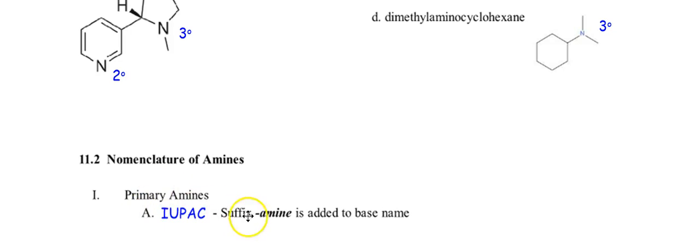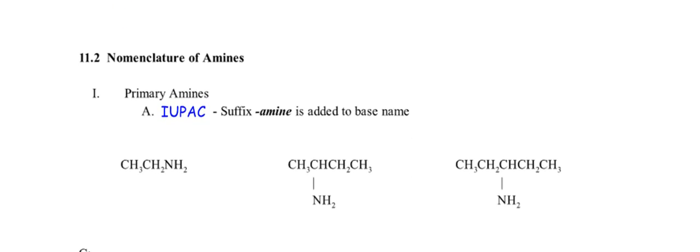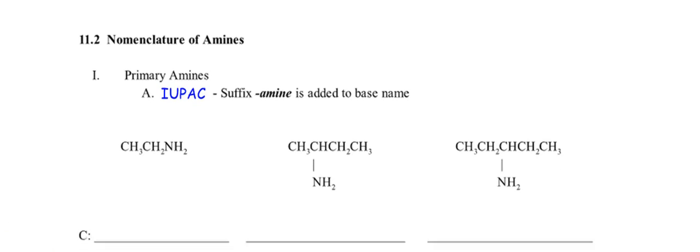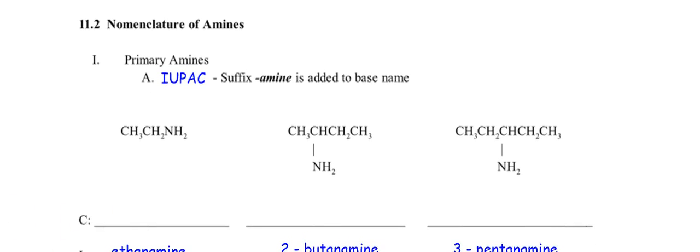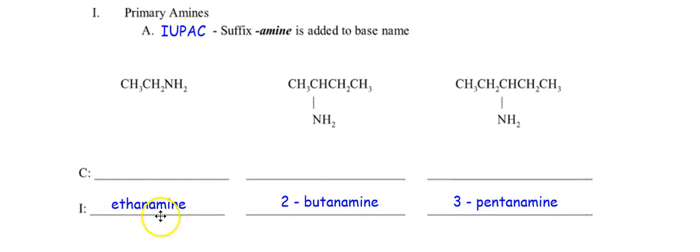So this is the IUPAC. You're going to add the suffix amine to that base name, okay? So look right here. This would be ethanamine. All right, let's scroll down a little bit. This is the IUPAC name. I'll just put them all there. All right. So you have ethane, and then you just add amine, ethanamine.